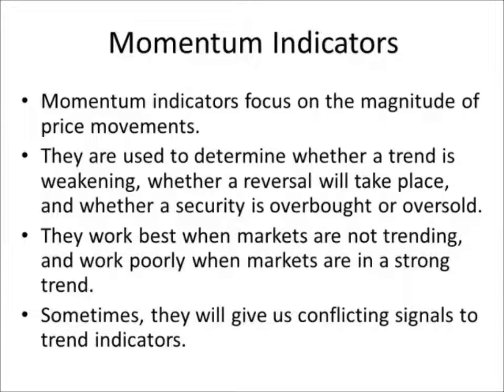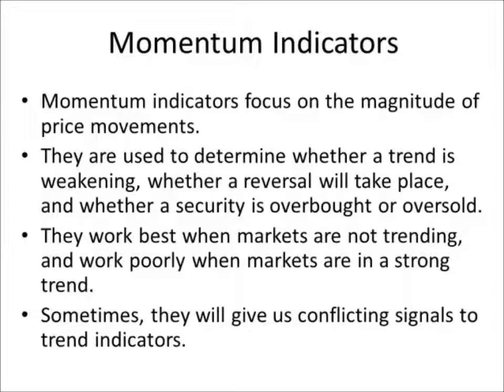Now, if you remember in the previous lecture, we talked about the fact that trend indicators tend to work when markets are trending. They do not tend to work so well when markets are not trending. Momentum indicators, most of the time, are in the opposite camp. Momentum indicators tend to work best when markets are not trending. So if markets are not in a trend, or they're not in a strong trend, right? They can be in a weak trend and momentum indicators will generally work fine.